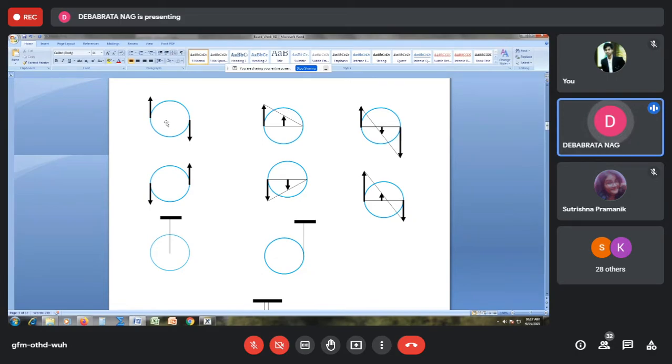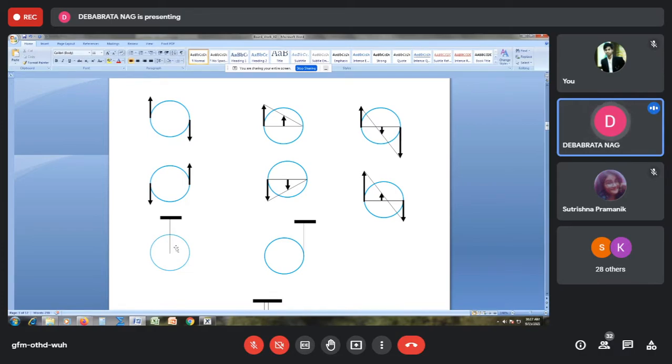Now your pulley systems can be, this is one category, where your pulley is fixed and the strings are either connected vertically down or connected vertically up. So this is one system of pulley, we call it a fixed pulley. Fixed in the sense that the center of the pulley is connected to the fixed ground. So it means that this pulley is going to rotate either in the clockwise direction or in the anti-clockwise direction.